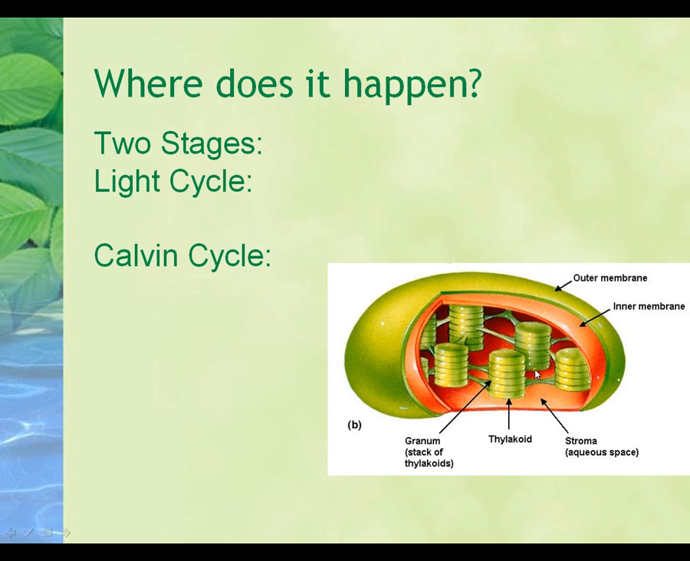So, where in here does the light cycle happen? Well, if chlorophyll is the pigment that traps light, then it must take place in the green parts, which are the thylakoids. So, because the thylakoids have the green pigment, and the green pigment is what captures the light, this is where the light cycle happens, in these thylakoids. The Calvin cycle takes place still inside the chloroplast, but it's within this solution surrounding the thylakoid, so it's in the stroma.